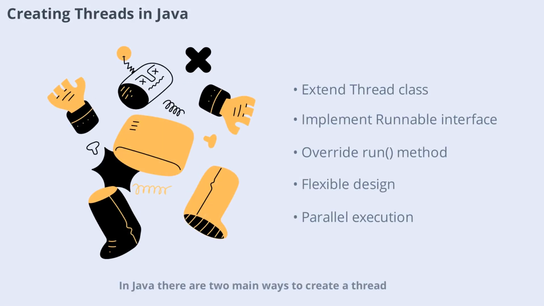In Java, there are two main ways to create a thread. The first is by extending the Thread class. You simply create a new class that extends java.lang.Thread, and override its run method.